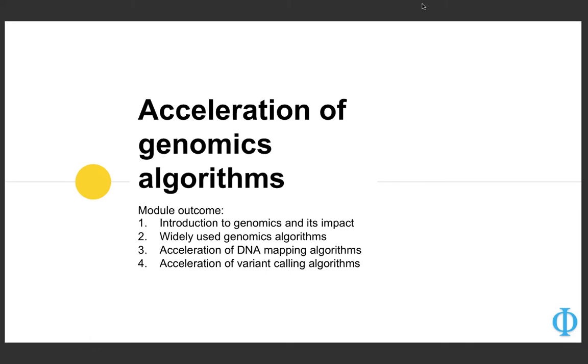First of all, we will start with an introduction to genomics, describe the various different applications of genomics and its impact on society. And then we will discuss a number of different important genomics algorithms that are used in practice. Then we will discuss an acceleration on FPGAs of DNA mapping algorithms. And finally, we will end with an acceleration of variant calling algorithms. Both of these algorithms are some of the most computationally intensive algorithms in the genomics field.